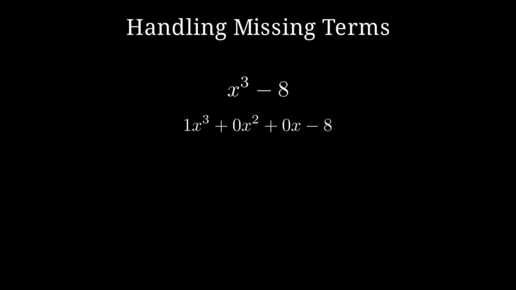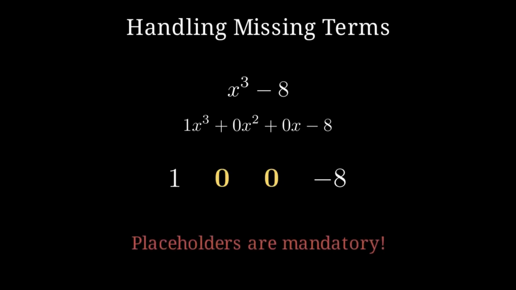A common mistake is forgetting placeholders. If a polynomial skips a power, like x cubed minus 8, you must include zeros for the x squared and x terms in your synthetic division setup to maintain place value.